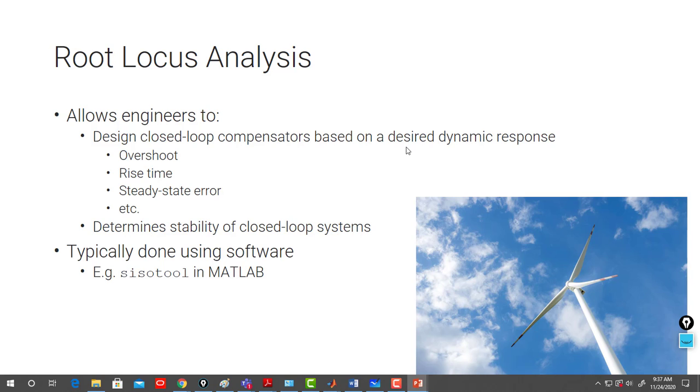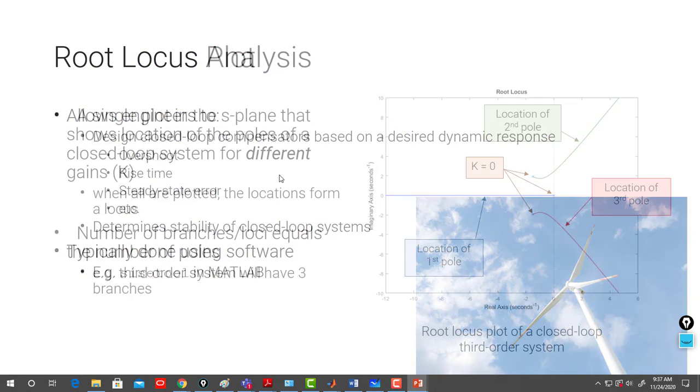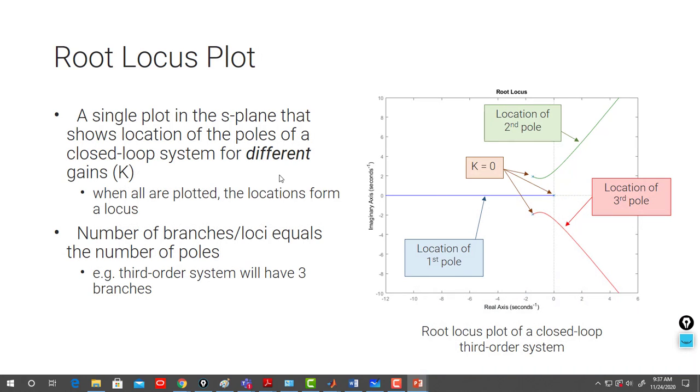And same here, this method is somehow similar in that sense, and it determines stability of the closed loop system, typically done using software. Here is the point: we will learn how to do it manually, and later on how we can use software, like something we call SISO tool. In the past we were calling it SISO tool, so now we can still call it SISO tool. If you write SISO tool in MATLAB, you'll find it, but it's most commonly called now the Control System Designer app. We'll see that. So here is how the root locus looks like.